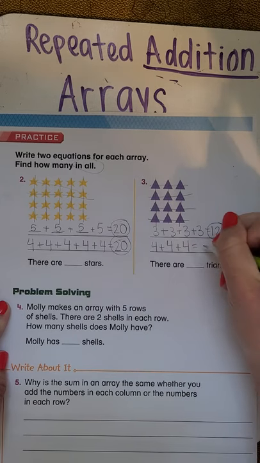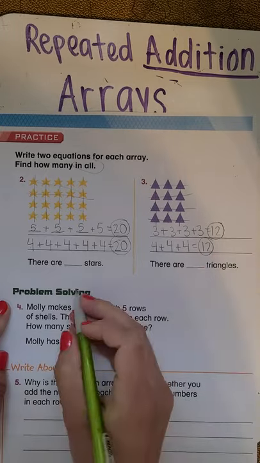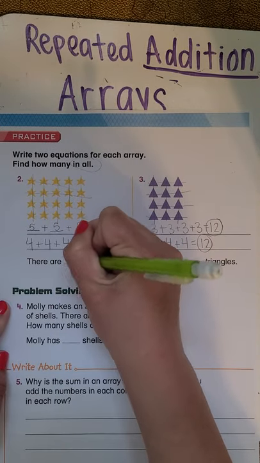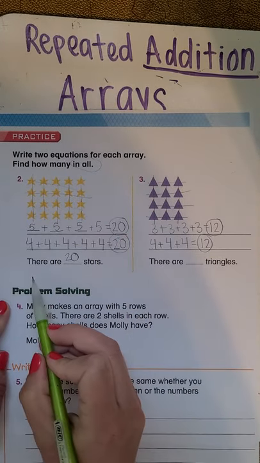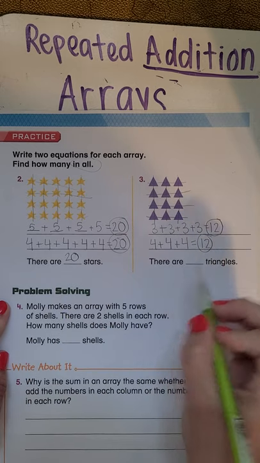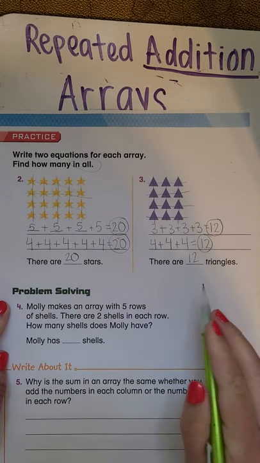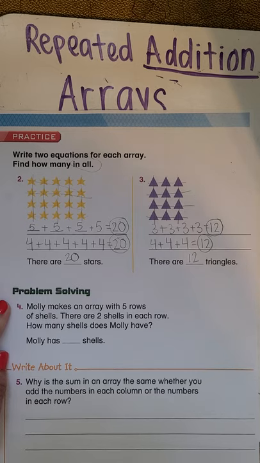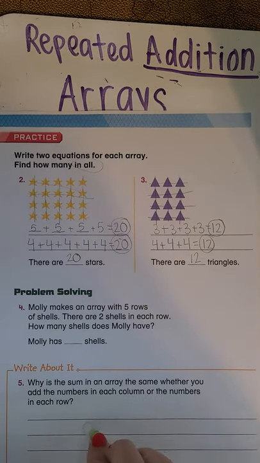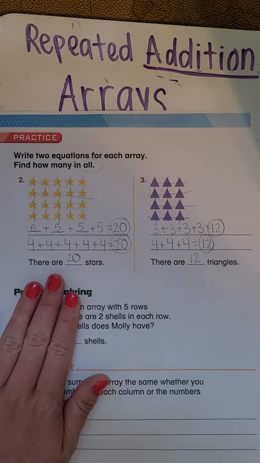4 plus 4 is 8, plus 4 is 12. Uh-oh, look what Miss Factor forgot to do. I didn't follow all my steps. It wants me to finish the sentence. There are 20 stars. There are 12 triangles. Look at that. All right, and I'm not going to do these problems right now.